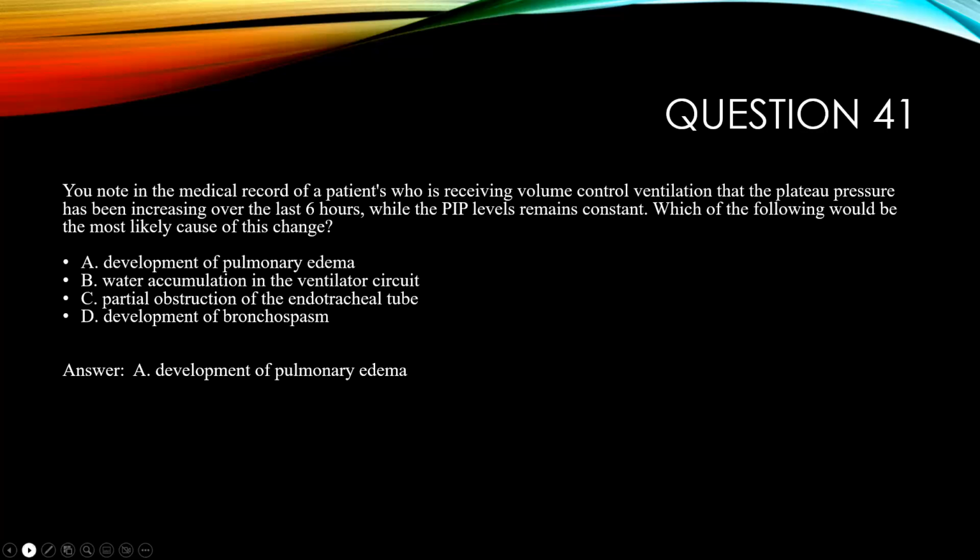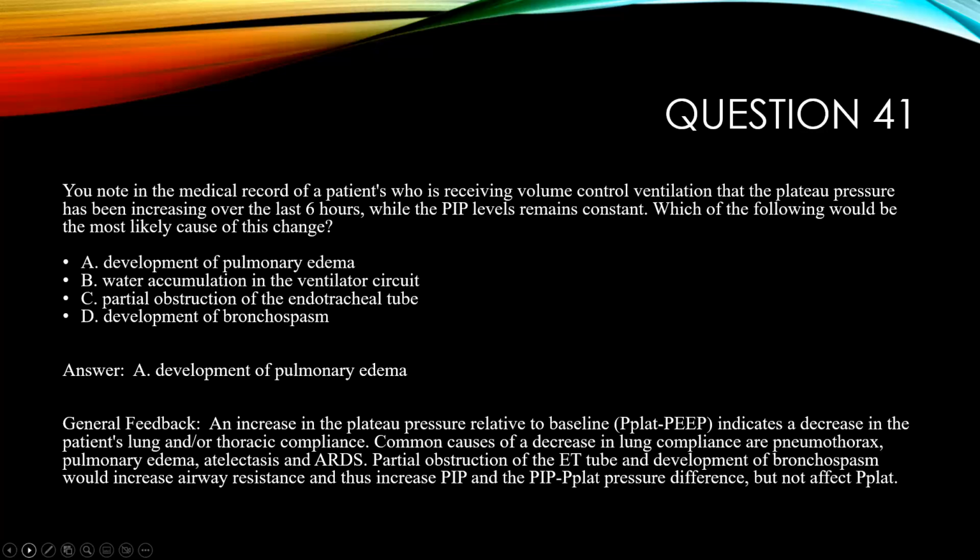The answer is A. An increase in plateau pressure relative to baseline indicates a decrease in the patient's lung and/or thoracic compliance. Common causes of a decrease in lung compliance are pneumothorax, pulmonary edema, atelectasis, ARDS. That's, again, a partial list. Partial obstruction of the ET tube or development of bronchospasm would increase airway resistance, so the PIP and the difference between PIP and plateau would change, but would not affect the plateau pressure.